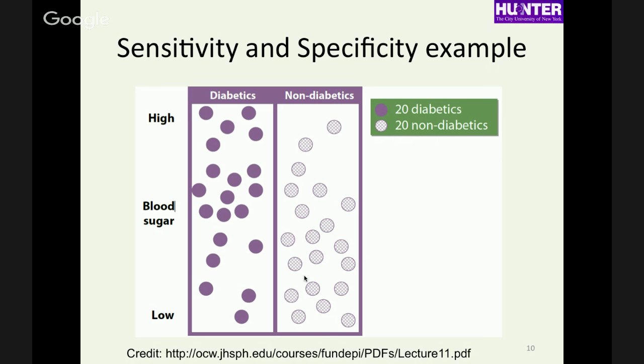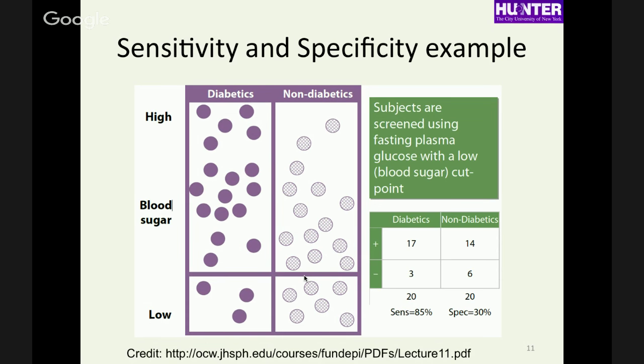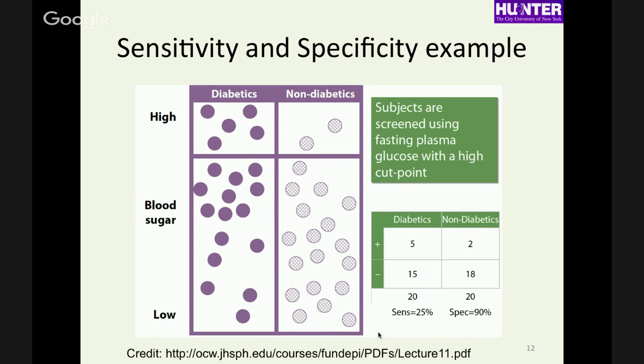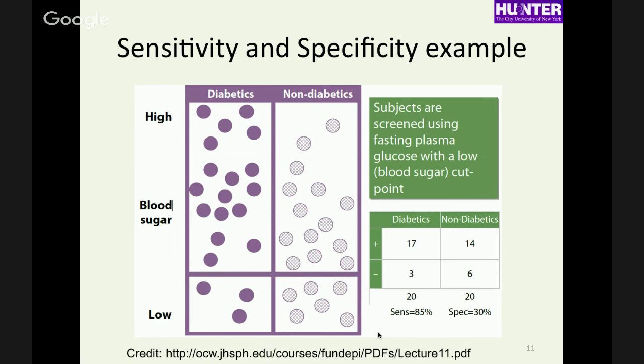So this is, say, a test among 20 diabetics and non-diabetics where we have the gold standard truth for them, and then we're applying this test to them. So we get a continuous measure here of blood sugar level, but we want to make a call about whether someone is suspect of diabetes or not. And so there are different strategies you could take, but you need to set a threshold.